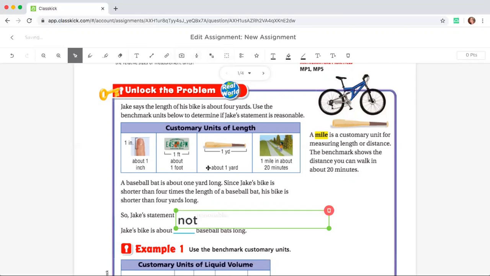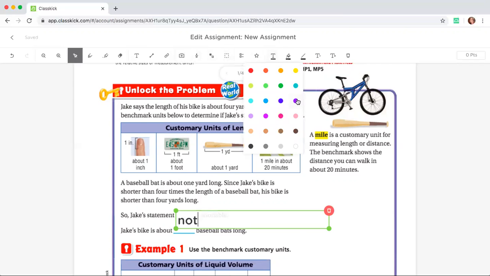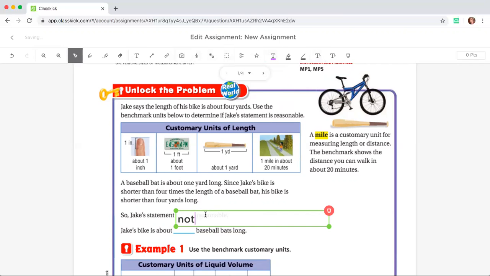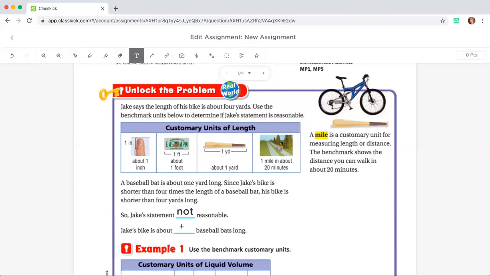I want to make my color different, and I need to make my words a little smaller. So from now on, my words will be, okay, Jake's bike is about, and if you look up here at the picture, they have a baseball bat next to a bike. So it is about 1 baseball bat long.